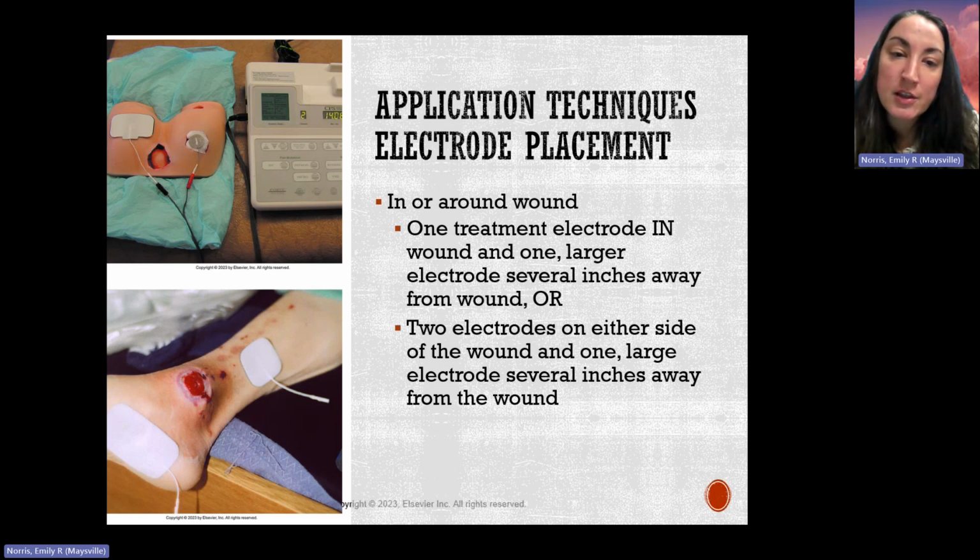The larger electrode is used to disperse the current more evenly, so it's more comfortable for the patient and less likely to cause any adverse effects, and so that you can still use a higher current that you need without it being uncomfortable or painful to the patient.